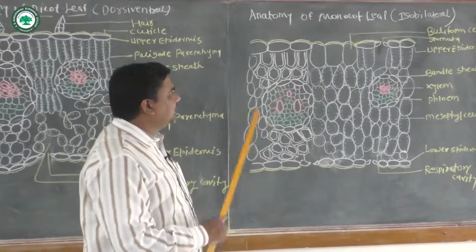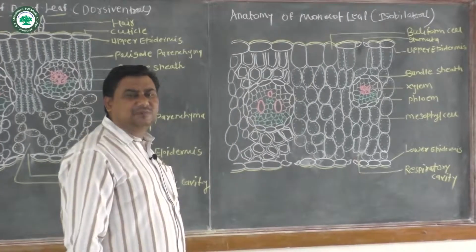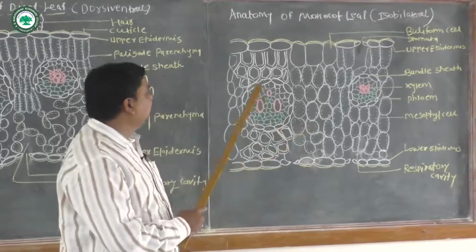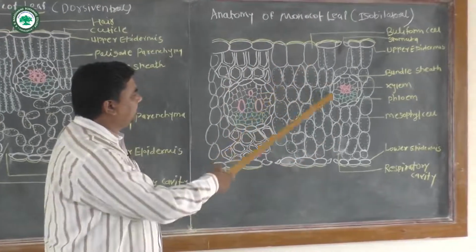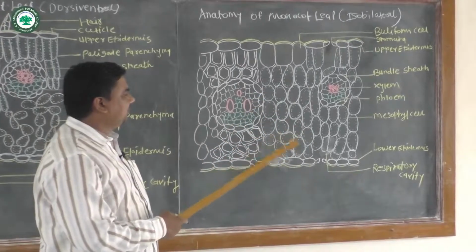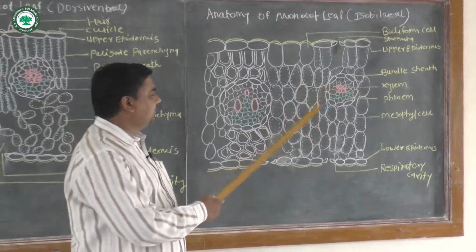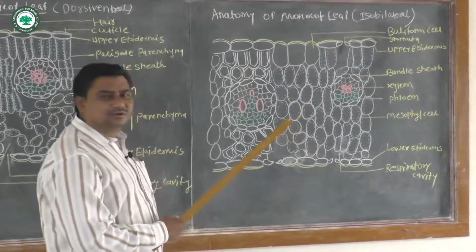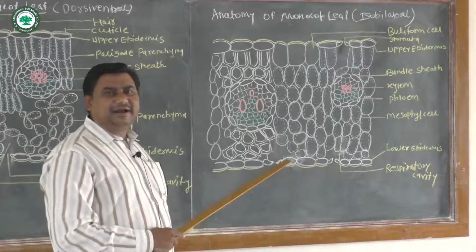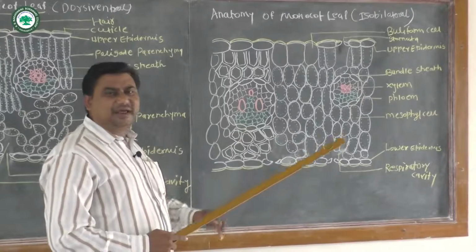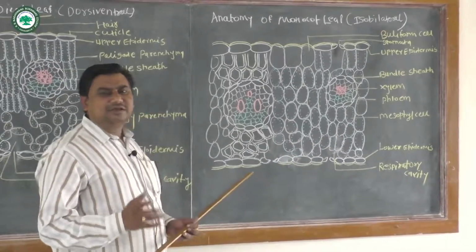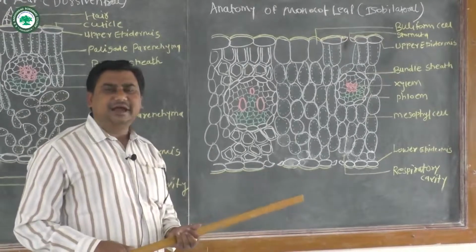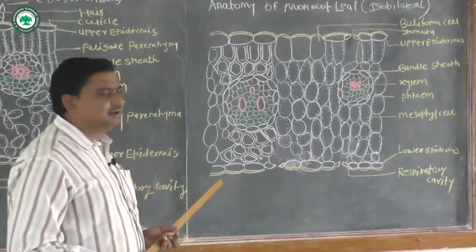The monocotyledonous leaf is called the isobilateral type of leaf. Why? What is the reason? Here you can see all the cells of the leaf are made up from the same type of cell. So we call it the isobilateral leaf. Upper side as well as the lower side are made up from similar types of cell, so it is called the isobilateral leaf.